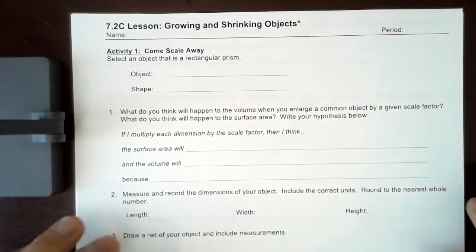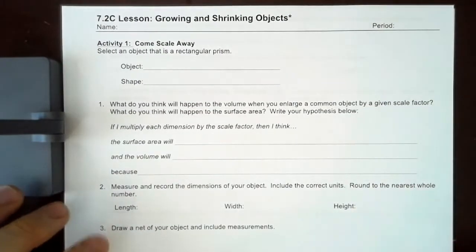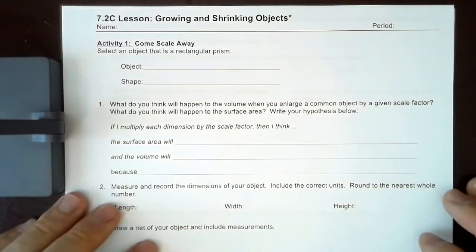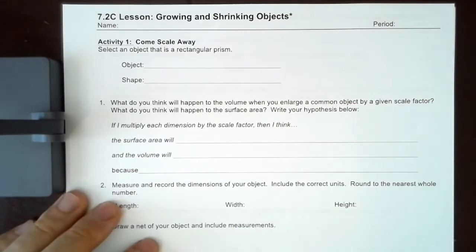All right, class, let's start the 7.2c lesson. This is on scale factor and how scale factor affects surface area and volume. It sounds kind of complicated right now, but I'm just going to remind us, and we're going to go over some examples about how scale factor affects the dimensions and how that affects total area and total volume.